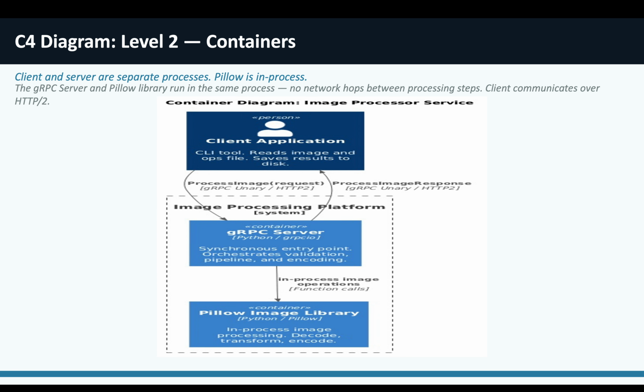For the level 2 of our C4 diagram, this is showing actual containers. So this is the actual image processing platform, and how there are separate processes communicating over HTTP. Pillow runs inside the same process as the server, not as a separate service. So this is beneficial and works because that means no extra network hops between processing steps.